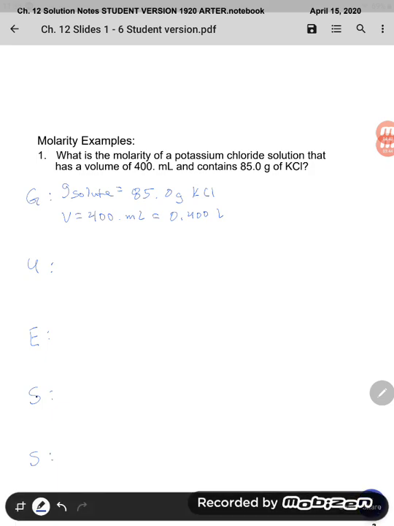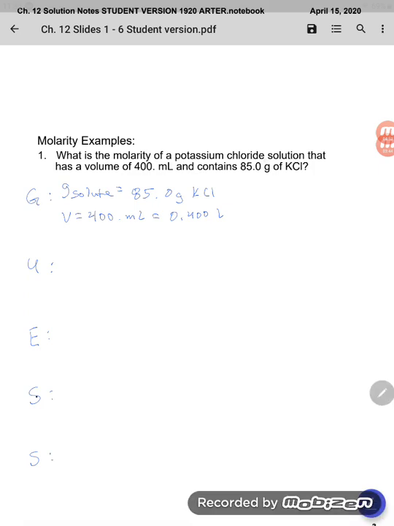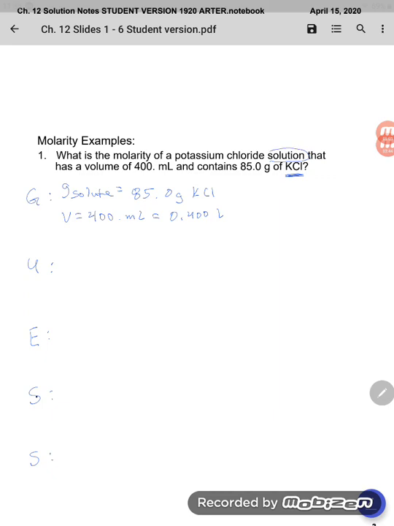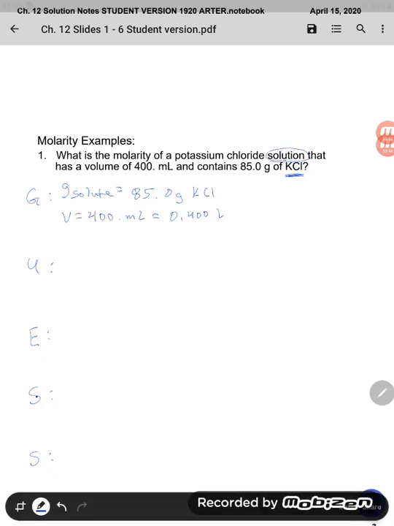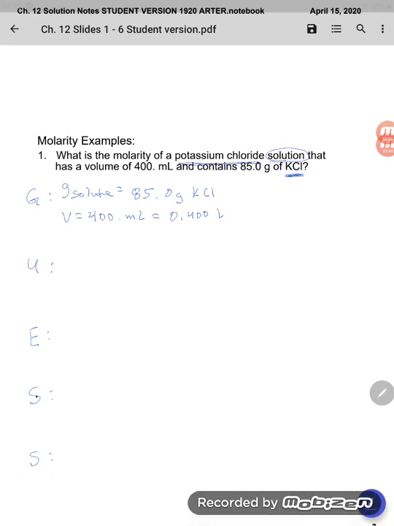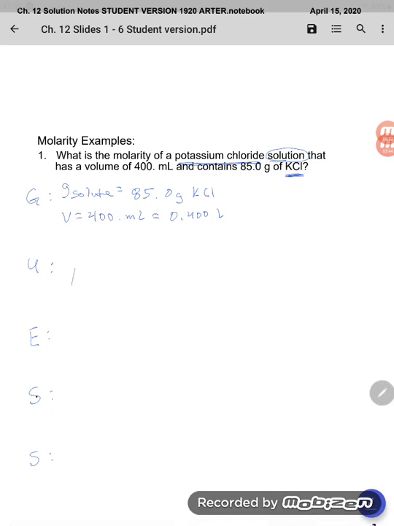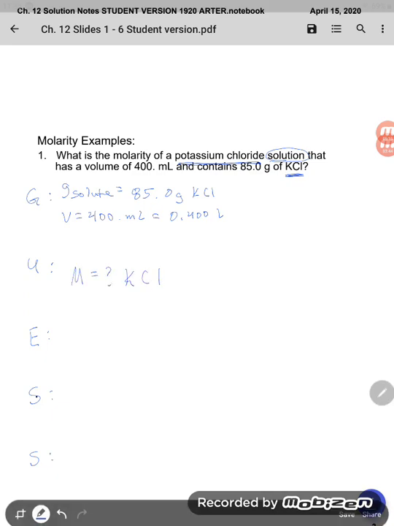And let's see what else we have here. How we know that the KCl is the solute. It says, what is the molarity of potassium chloride solution? So the solution part tells us that we're dealing with a molarity calculation, but the potassium chloride out in front tells us that it is being dissolved. Our unknown is capital letter M. So we're trying to find that molarity.